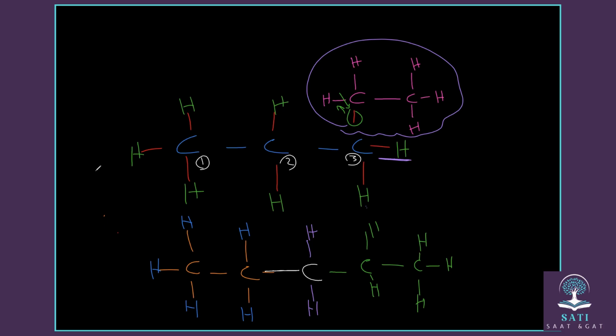What does it become now? It becomes similar to what? So how many carbon atoms do you see now? 1, 2, 3, 4, 5. So it becomes pentane. So whether it is drawn this way or this way, it is still called pentane.